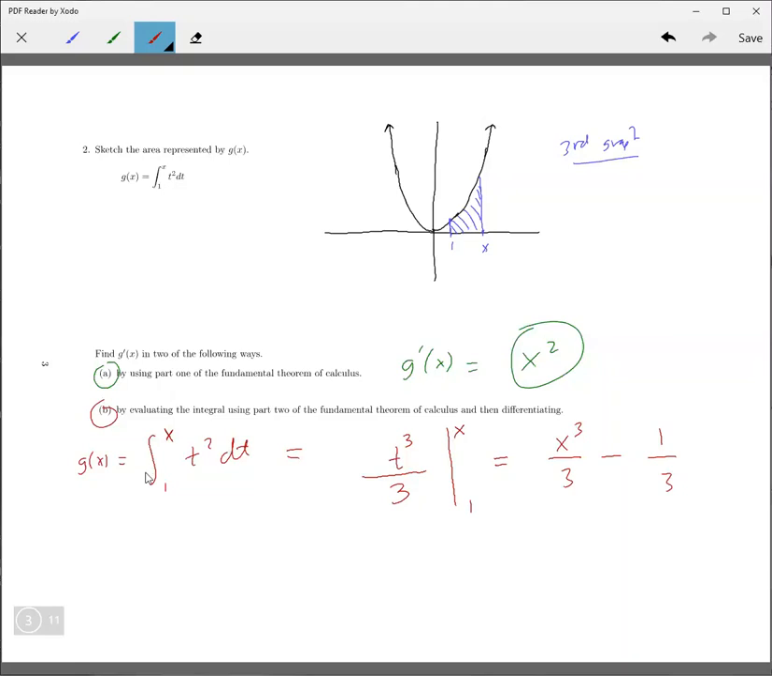Okay, so this is what g of x is. g of x is just x cubed over 3 minus 1/3. That's what the function is. Now it says differentiate, because you want to find g prime of x, right? So you differentiate this. 3 comes down. That cancels with that 3, and this reduces by 1, and then this is 0. Okay, so you get the same answer as you got from the first part. Either way, the second part was a little bit more work though.